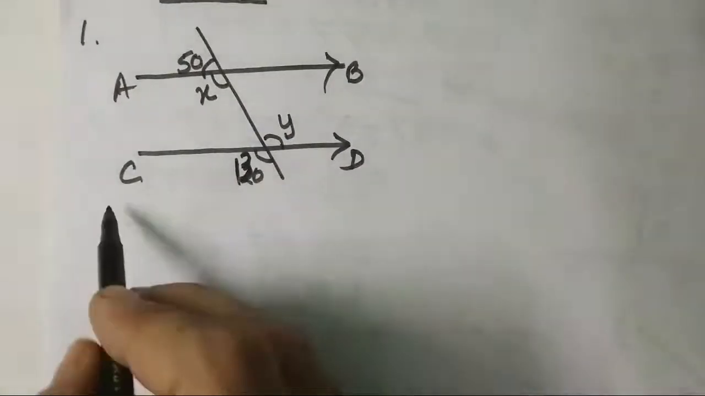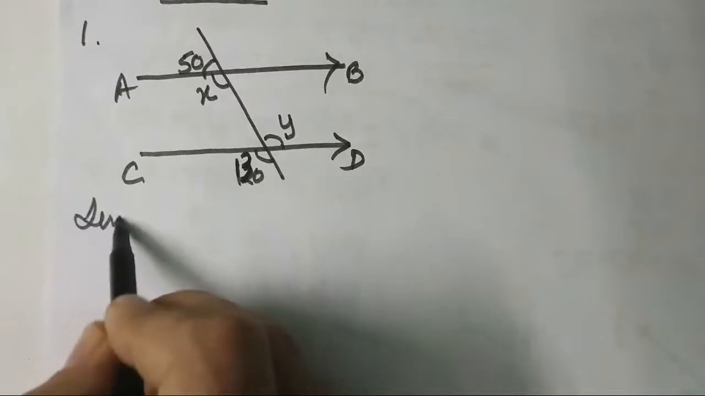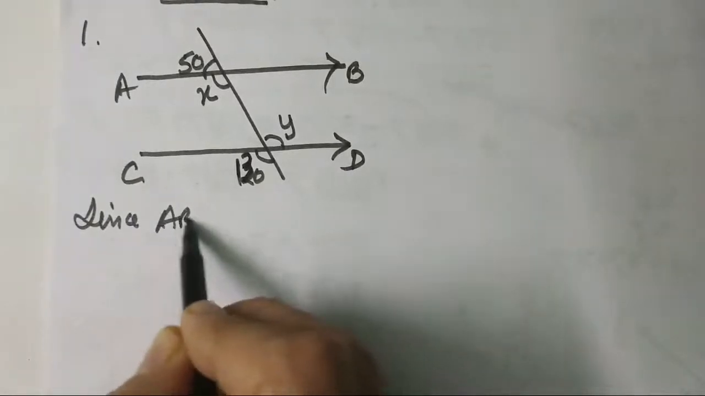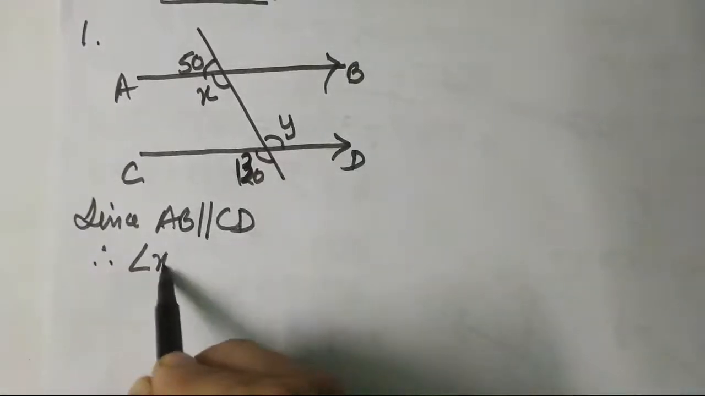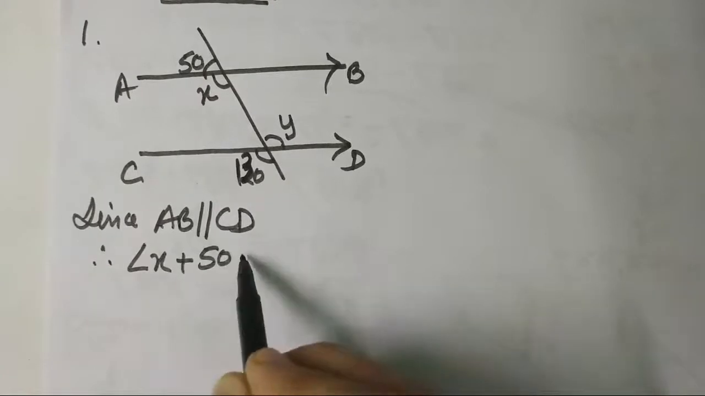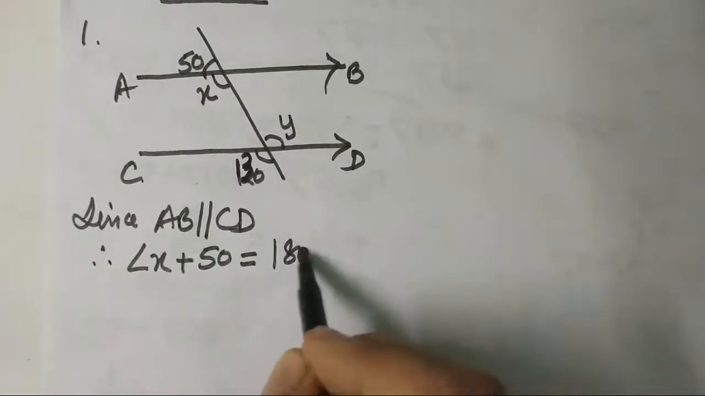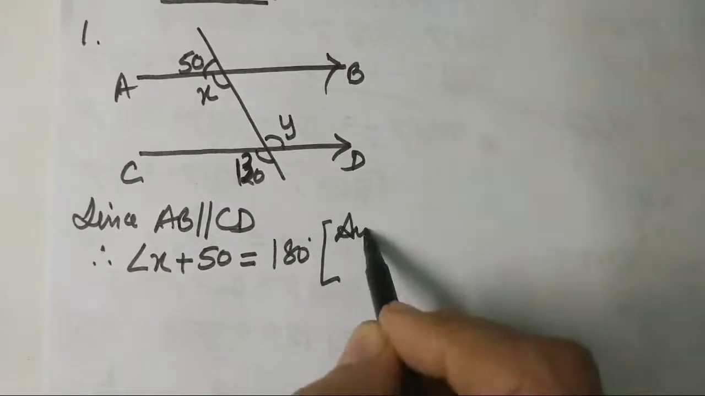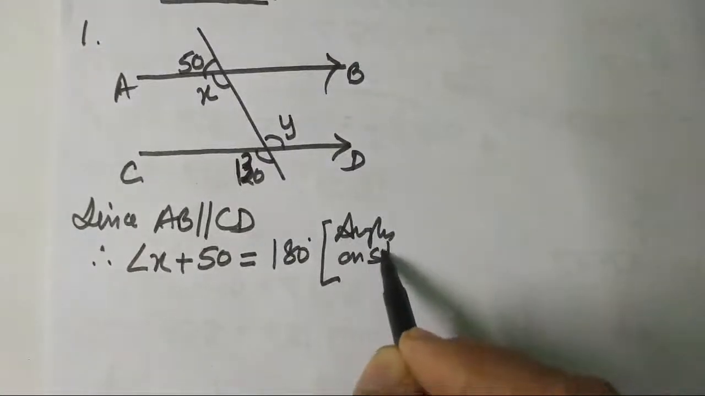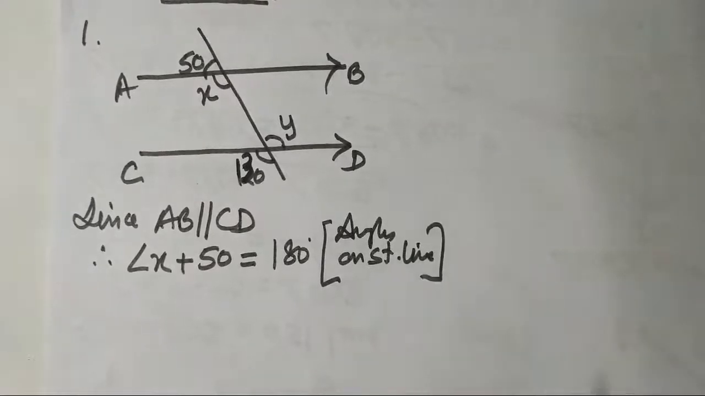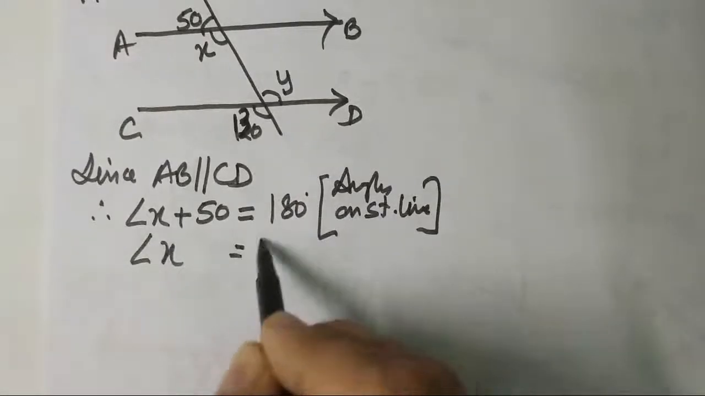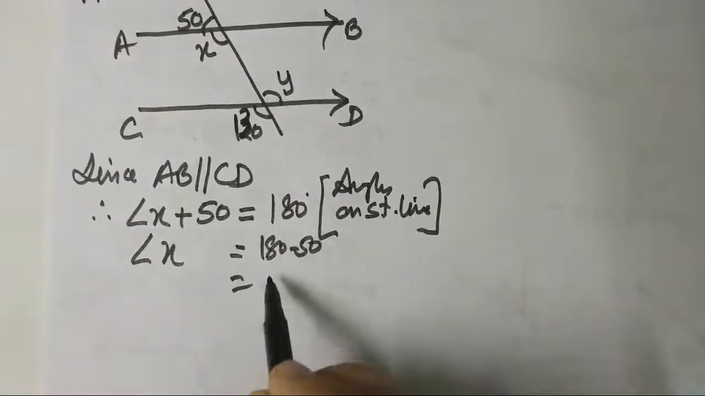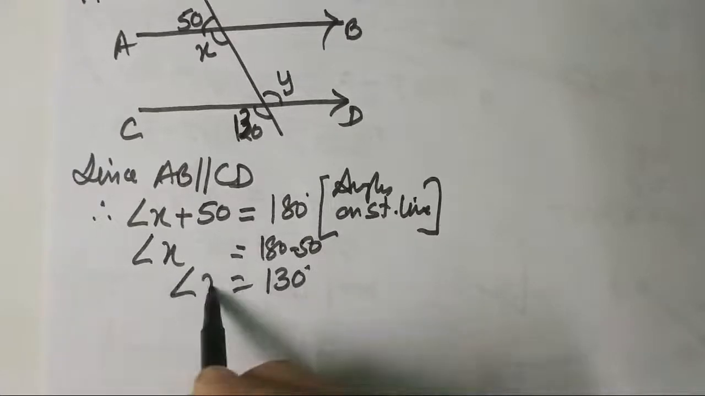So we can say, how will you write the steps? So you will write, since AB is parallel to CD, therefore angle x plus 50 will become 180, and they are angles on straight line. So you have to give reason. Without reason, the answer is not considered correct. So angle x becomes 180 minus 50, which becomes 130 degrees.